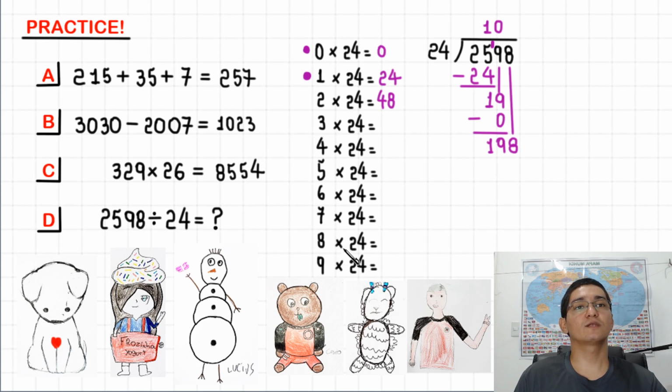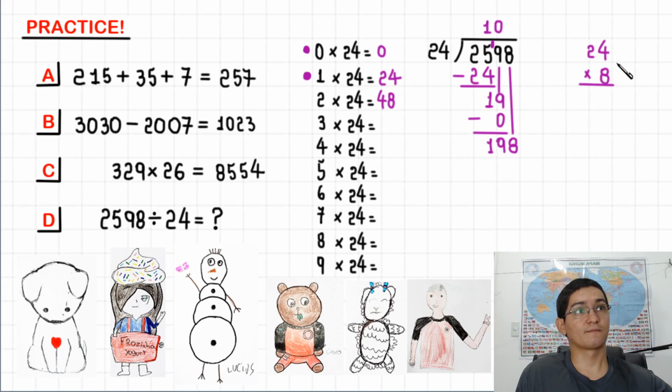For instance, we know that 8 times 20 equals 160. So 8 times 24 is probably pretty close to 198. There is only one way to know. We check, and we check by multiplying. What is 8 times 24? Let's check here.